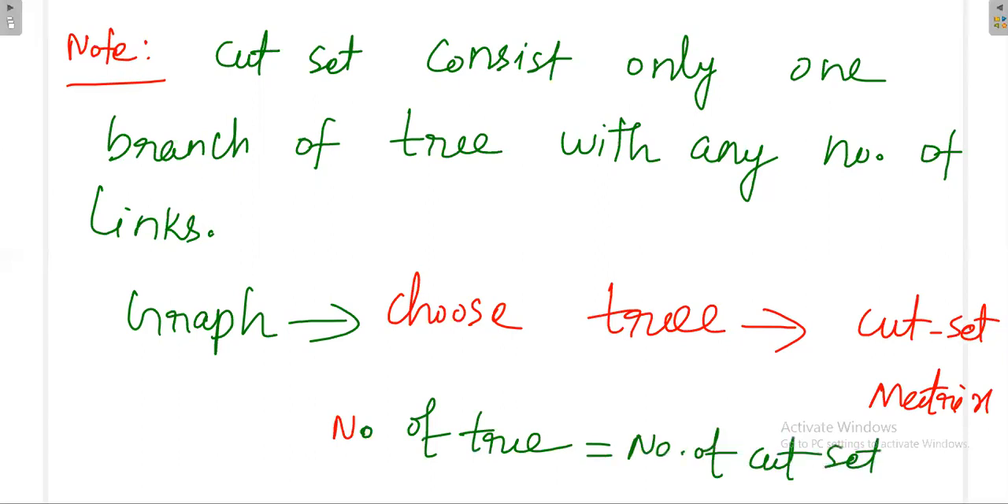Next we'll take some reference problem. For that we will choose some tree, and then see how to proceed from there.